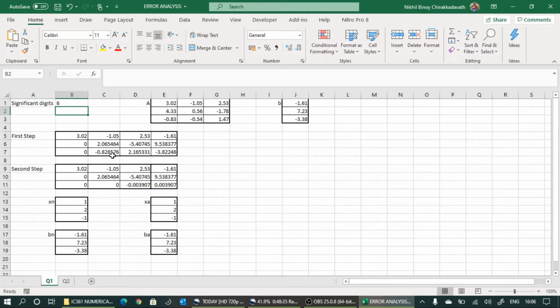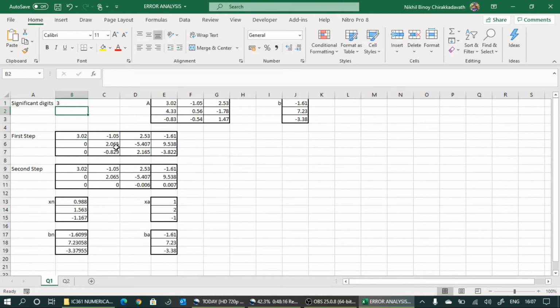Error is generated in all these steps: during the first elimination, during the second elimination, and during back substitution, we are rounding the values. So the rounding error is propagated. That is what is happening here. Is it okay? So please note, we are using 3 significant digits.